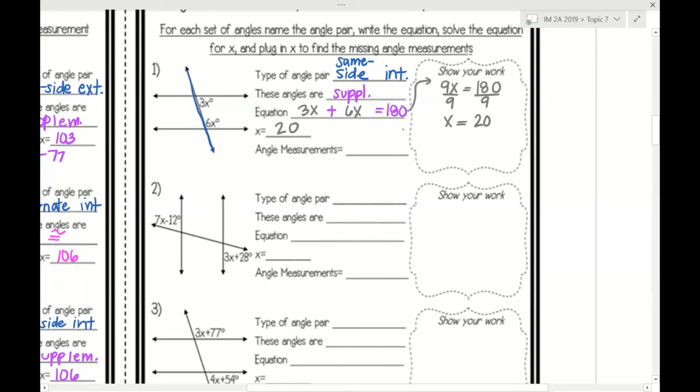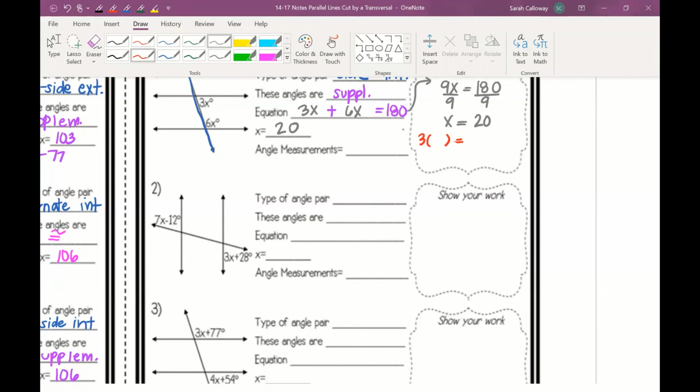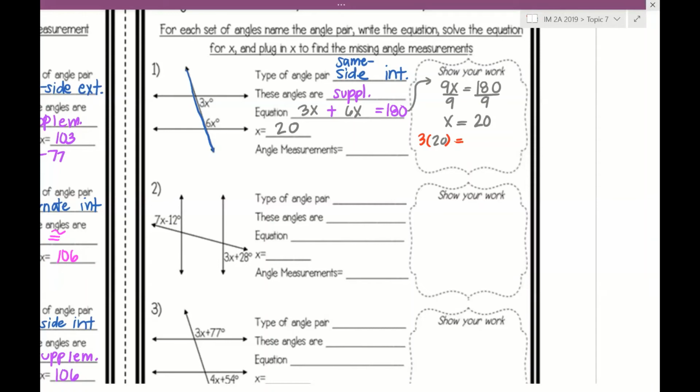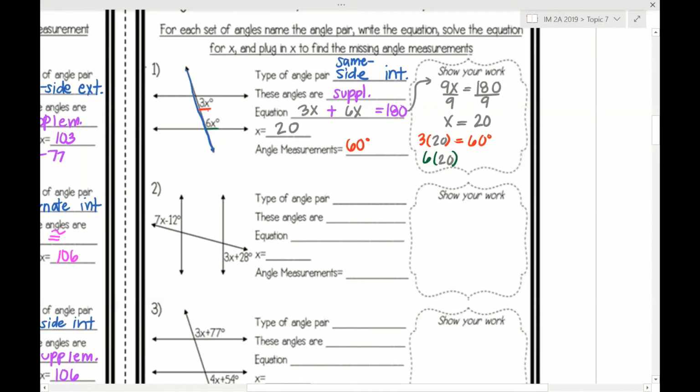To find the angle measurements, remember that means that we have to plug 20 in to each value. So 3 times 20 gives us an angle measure of 60 degrees. So one angle is 60. And then the other angle is 6 times 20. So 6 times 20 is 120 degrees.